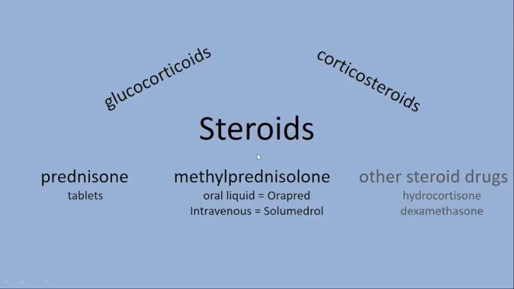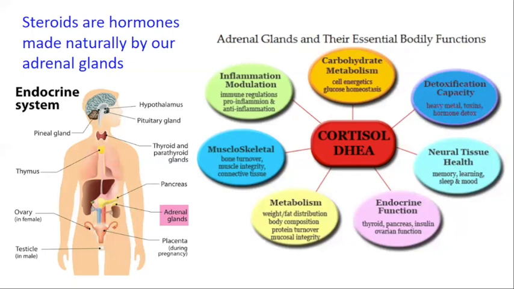There are a lot of different words that essentially all mean the same thing for steroids. So you might hear glucocorticoids or corticosteroids. There are different types. So there's prednisone, which are tablets, methylprednisolone, which is the IV form that we also call Solumedrol, and prednisolone is the oral form in a liquid called Orapred. And there's some other types of steroid as well that we're not going to be talking about, but suffice it to say, if you see any of these terms, it's essentially the same thing. They're all talking about steroids.